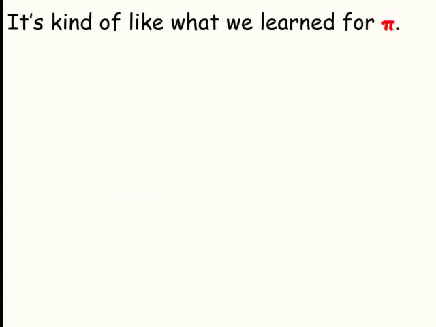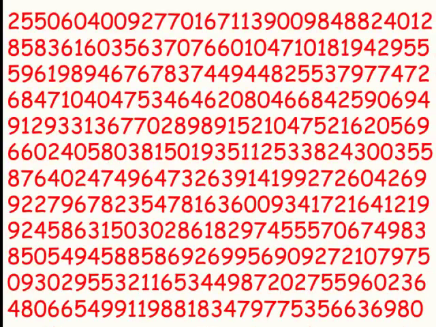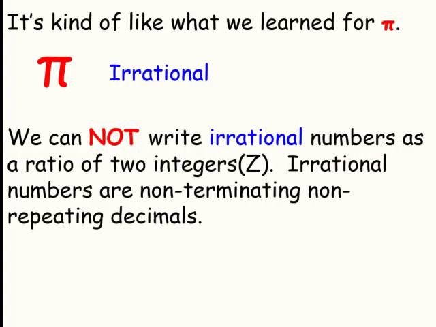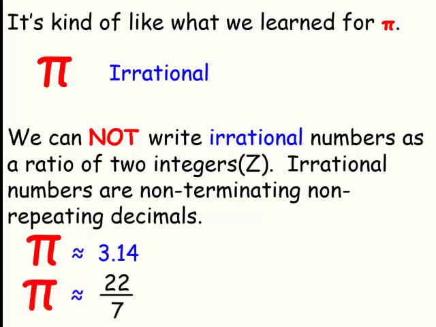It's kind of like what we learned for pi. Remember, we know that pi continues forever and ever because it's an irrational number. It never repeats and it never terminates because pi is irrational. We cannot write irrational numbers as a ratio of two integers. Irrational numbers are non-terminating, non-repeating decimals, but we usually approximate pi as 3.14 or 22/7.